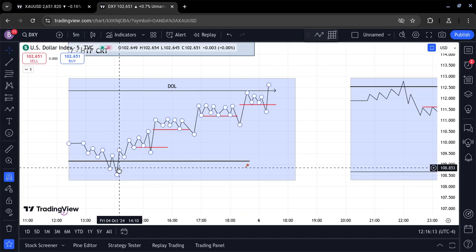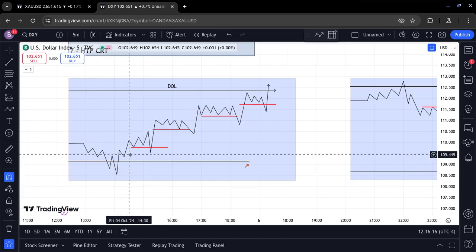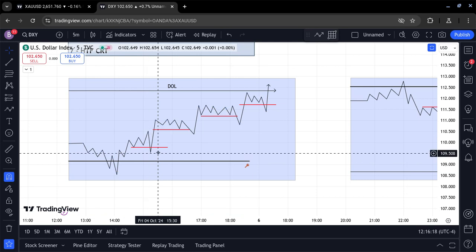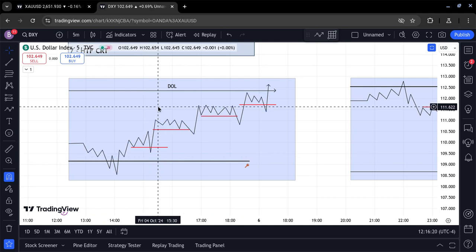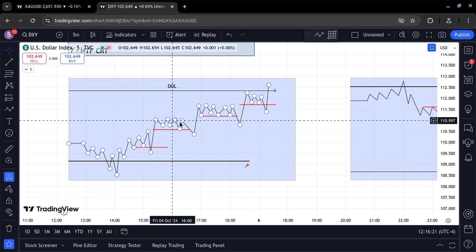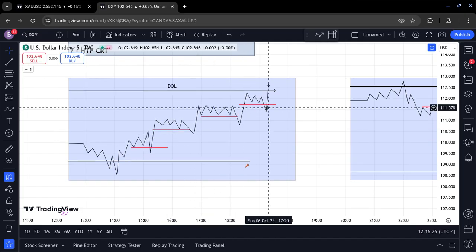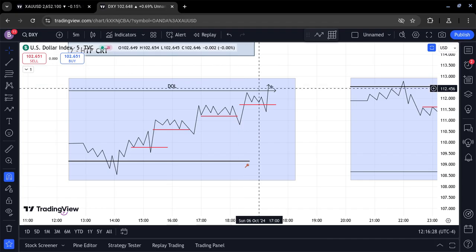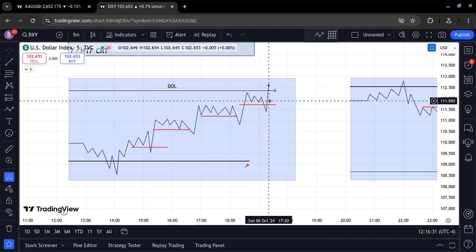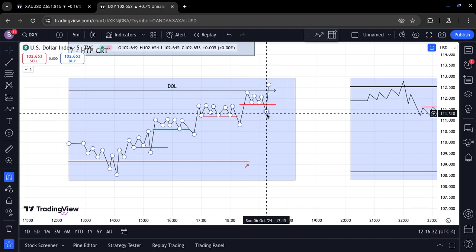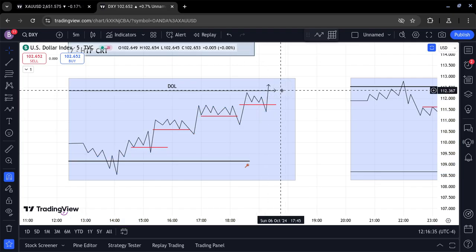Now you see price is rejecting lows right here, breaking highs. Range rejects low, breaks high. Range rejects low, breaks high. Range rejects low, and then finally reaches the drawn liquidity. And there is always a turtle soup before the final liquidity is touched. All right, just like that.